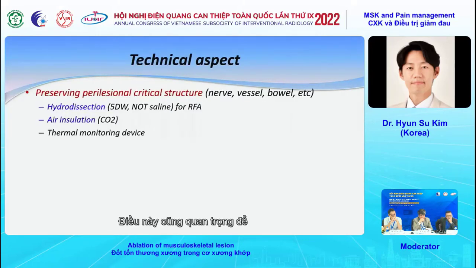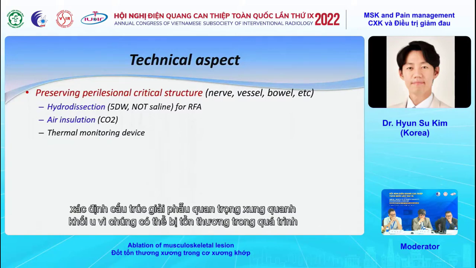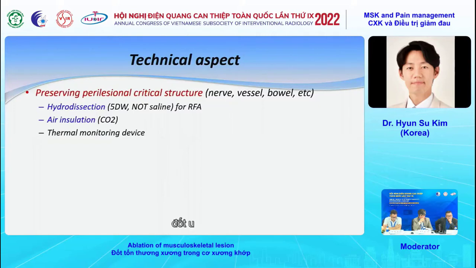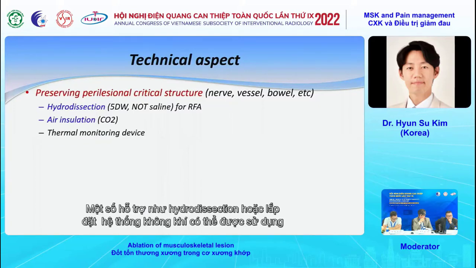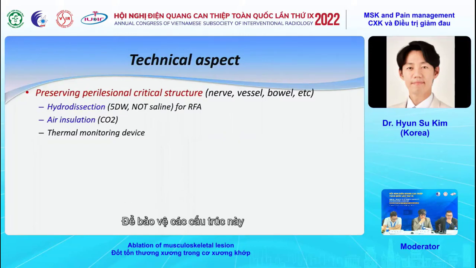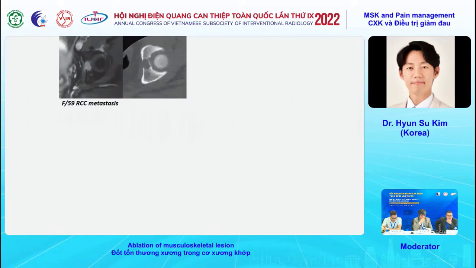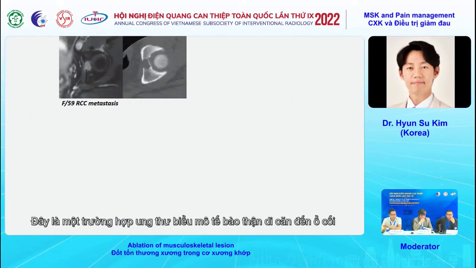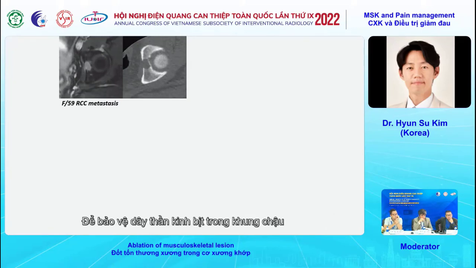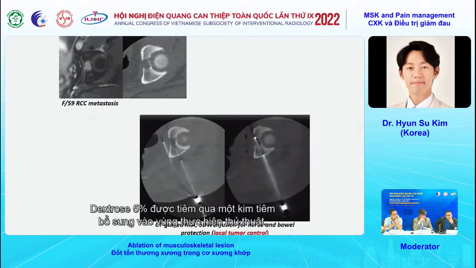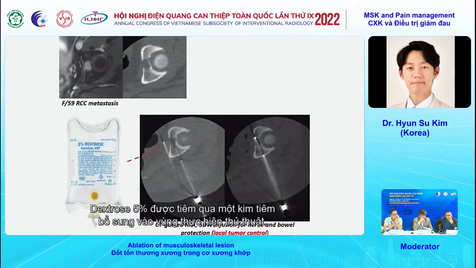It is also important to identify crucial anatomic structures in vicinity of the tumor as they can be damaged during ablation. A number of methods such as hydrodissection or air insulation can be used to protect these structures. This is a case of renal cell carcinoma metastasis involving the acetabulum. To protect obturator nerve and vein in the pelvic cavity, 5% dextrose water was injected through an additional needle inserted in the area.